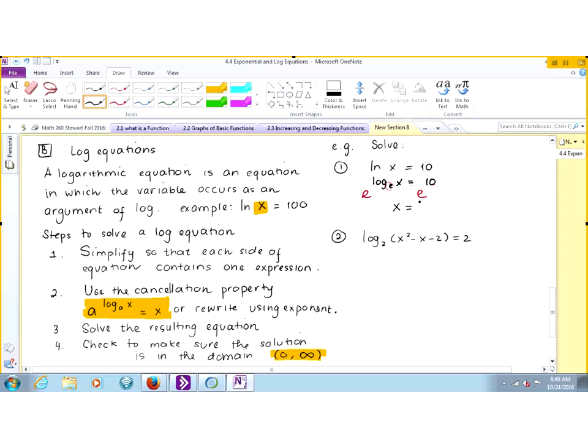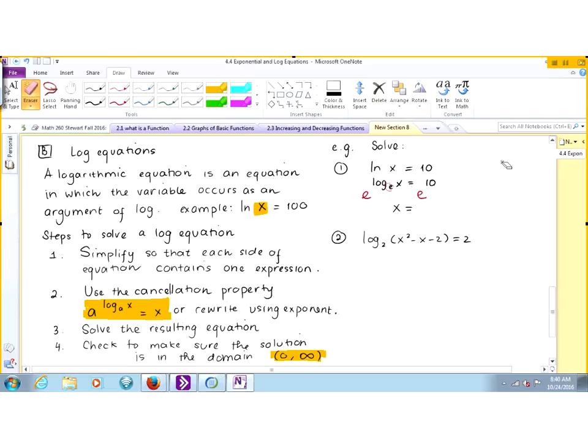ln is log base e. If you just have log like this, what is the base? If you don't write it, it's base 10. If it is ln, then the base is e. Do you remember what e is? Yes, you're right. So this is e to the 10. So what is this approximately? Well, this is a big number, isn't it? So x is e to the 10. What is the approximate value? Because your calculator has e.